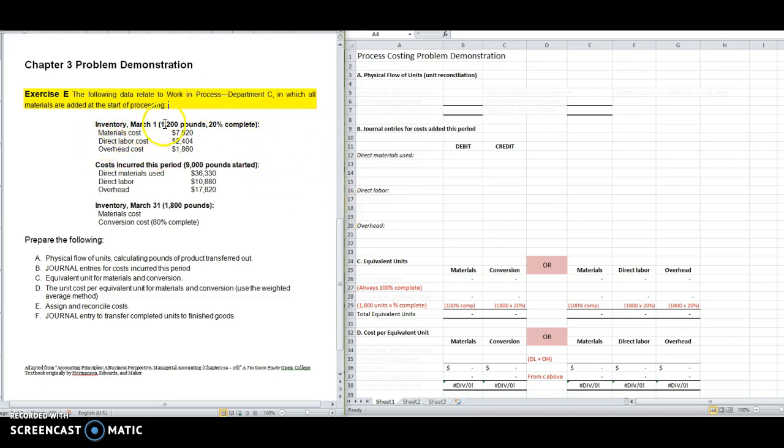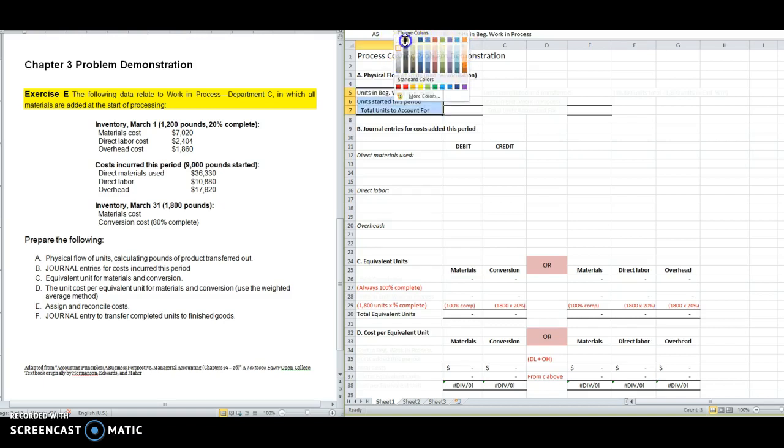Our beginning inventory is March 1st. We had 1,200 pounds that were 20% complete. We don't need to worry about the percent complete for beginning inventory, so we can just ignore that for now. Then we have our dollar amounts, and we have the rest of the information that we need. The first thing it asks us for is the physical flow of units, and we have to calculate the amount of pounds transferred out. To do that, the physical flow of units documents the process of what we had to get, what units we had to work with, and then what happened to those units.